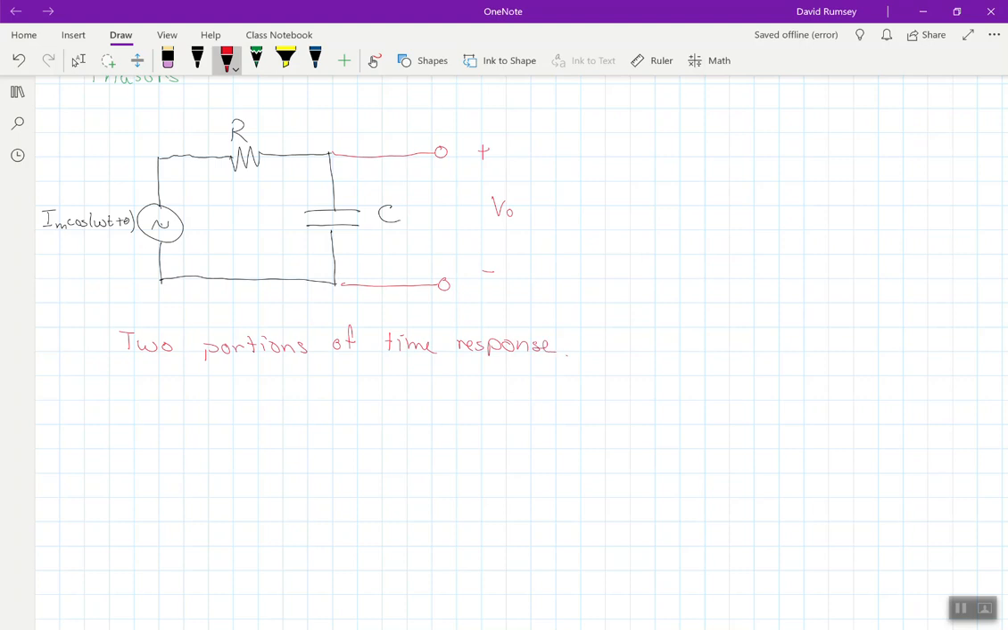And there are two portions of the time response, because for instance, this capacitor isn't necessarily going to be charged up right away. One of the portions is what's referred to as the transient response. And the other one is going to be the steady state response. The steady state response, you can think of it as after the circuit has been on for a long time.